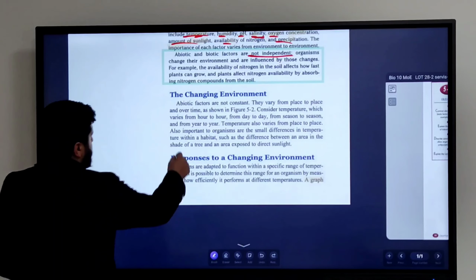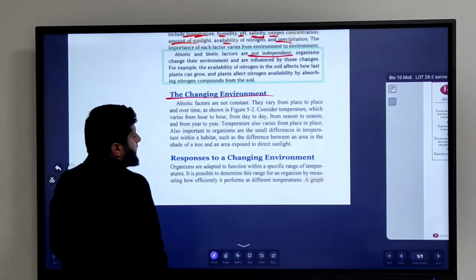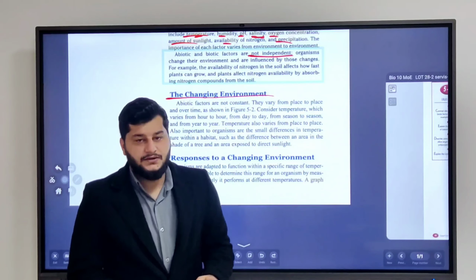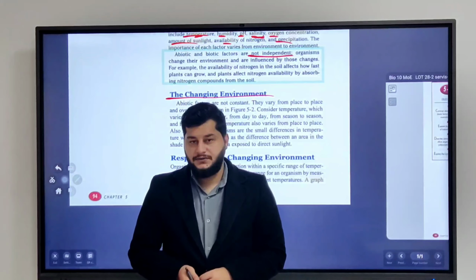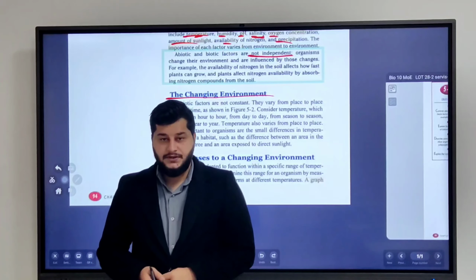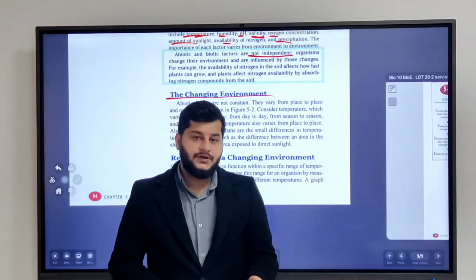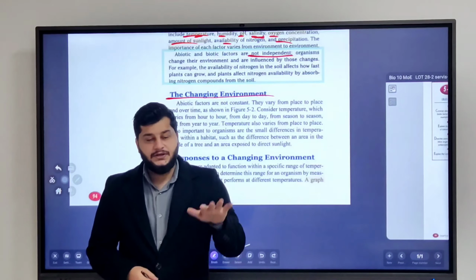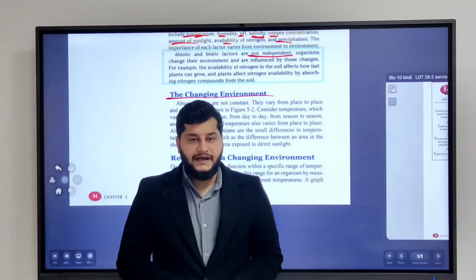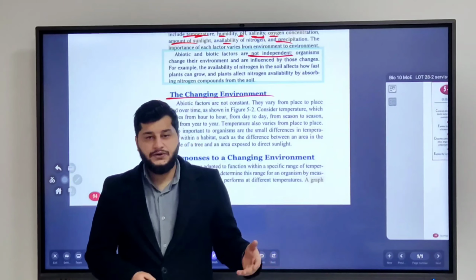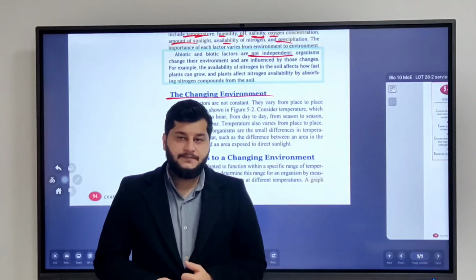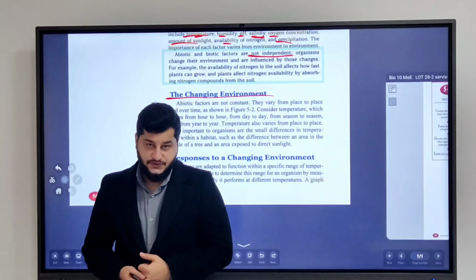The changing environment. The abiotic factors are not constant. That means they are not the same at all times and at all places. Let's take an example. Let's say here in Kurdistan, the temperature now is 10. But if you go to Antarctica, the temperature is very low. When you wake up in the morning, the temperature is low. After that, when the day goes on, you'll see the temperature rise. So, the changing environment happens from time to time and from place to place.